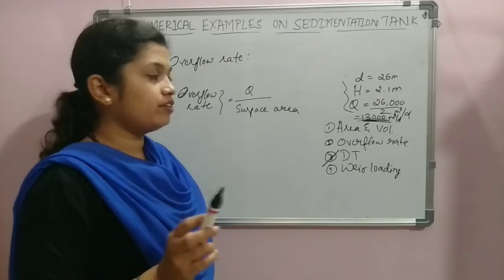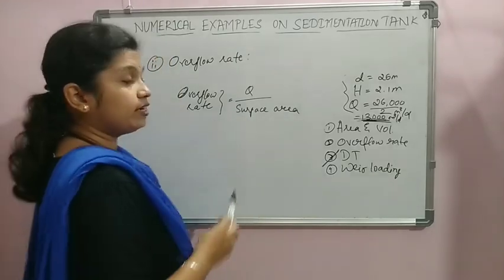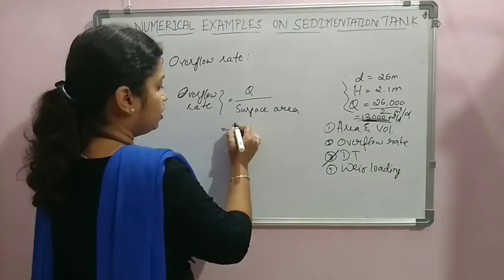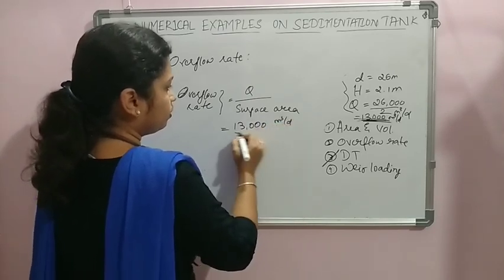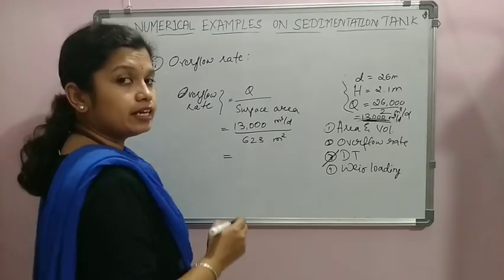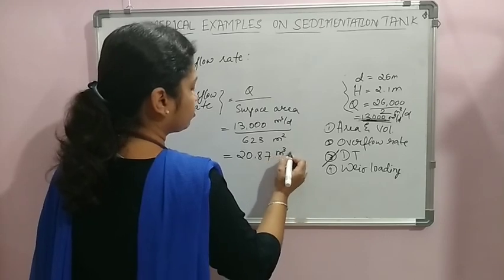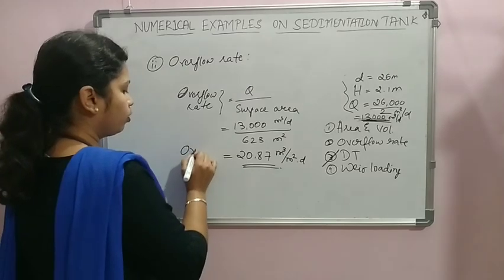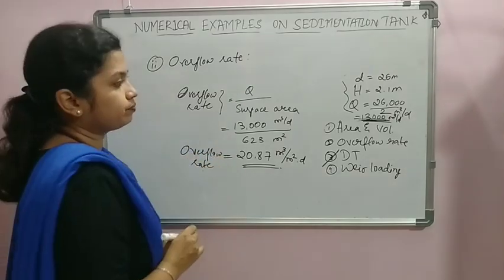The second parameter we need to calculate is the overflow rate. Overflow rate is nothing but the discharge per unit surface area. So the discharge per day we have as 13,000 meter cube per day per tank. The surface area we calculated as 623 meter square. So the answer is 20.87. The unit will be meters cube divided by meter square day. So this is the overflow rate that is obtained for the given tank.